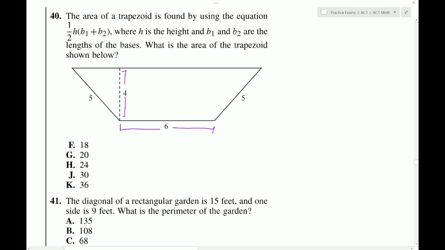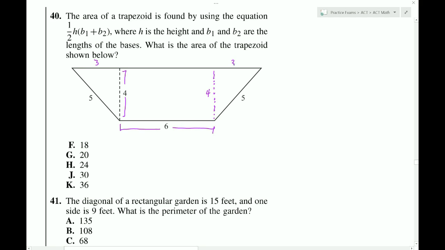Okay, so what I would do here is I would actually draw another dotted line here and say that that height is 4 as well. So here we have sort of a 4 and a 5 and an unknown here. So if you know your special right triangles, you should be able to identify that this is equal to 3, because that would make it a 3, 4, 5 triangle, right?